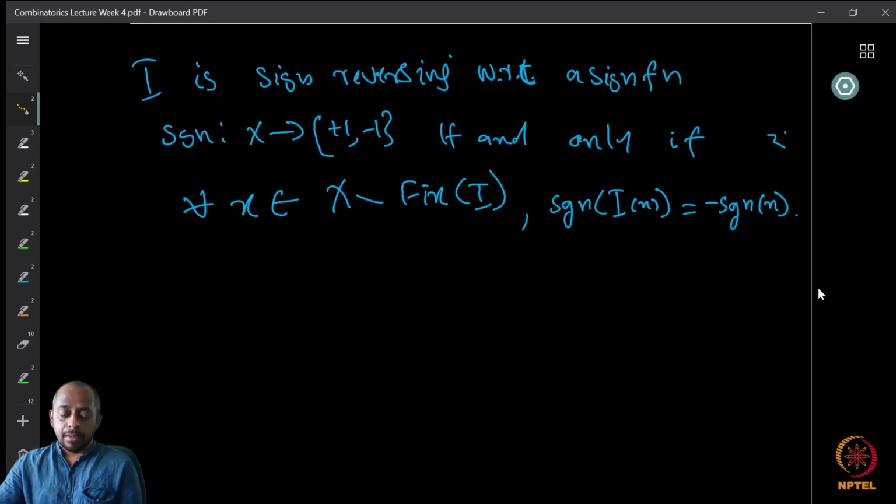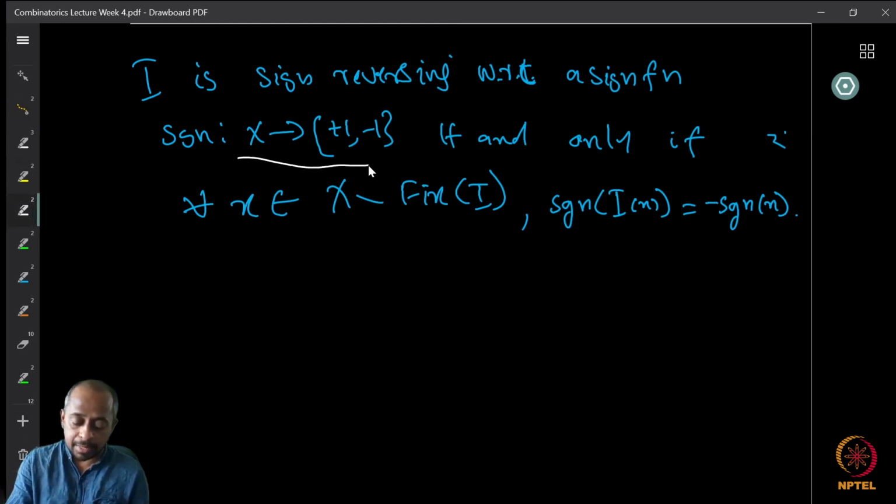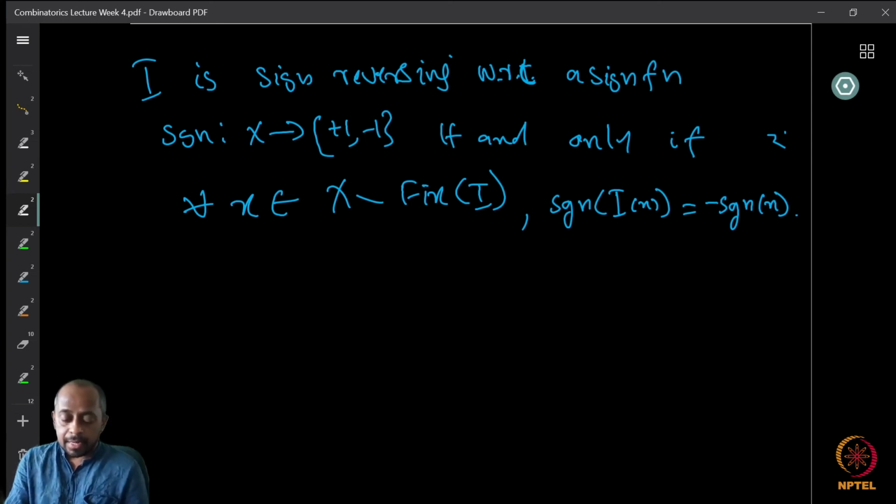Now, I is a sign reversing involution with respect to a sign function sgn. Let's say that sign function sgn maps x to plus 1 and minus 1. So I is sign reversing if and only if for all the elements that are not fixed by I, the sign actually changes.